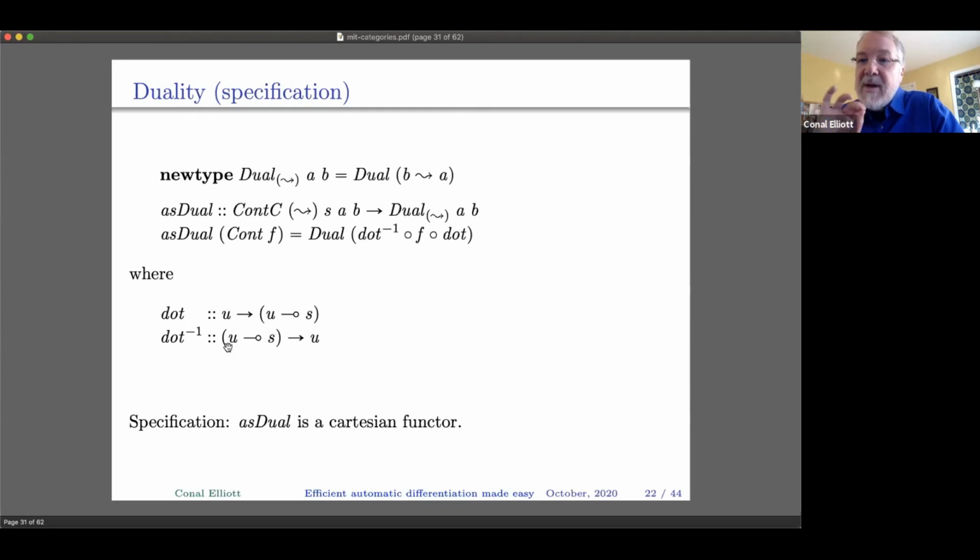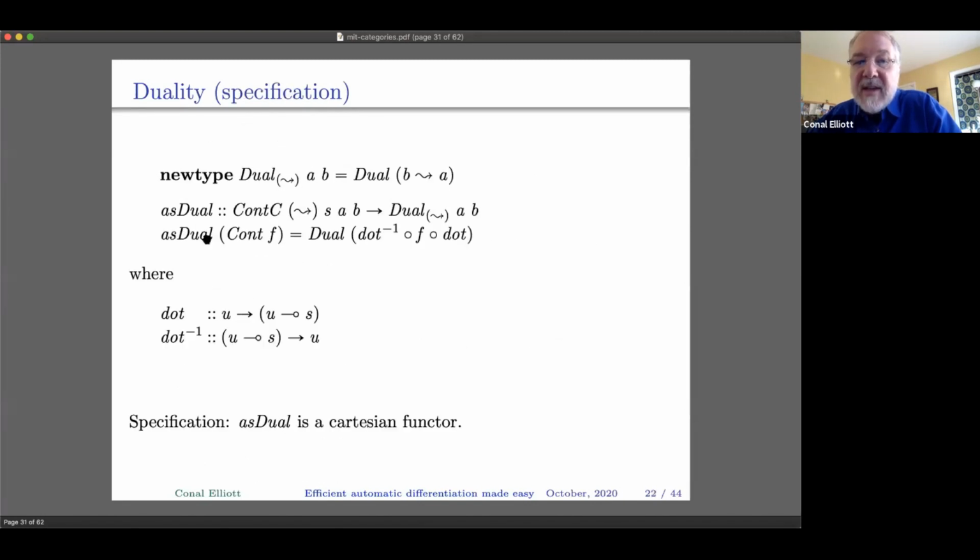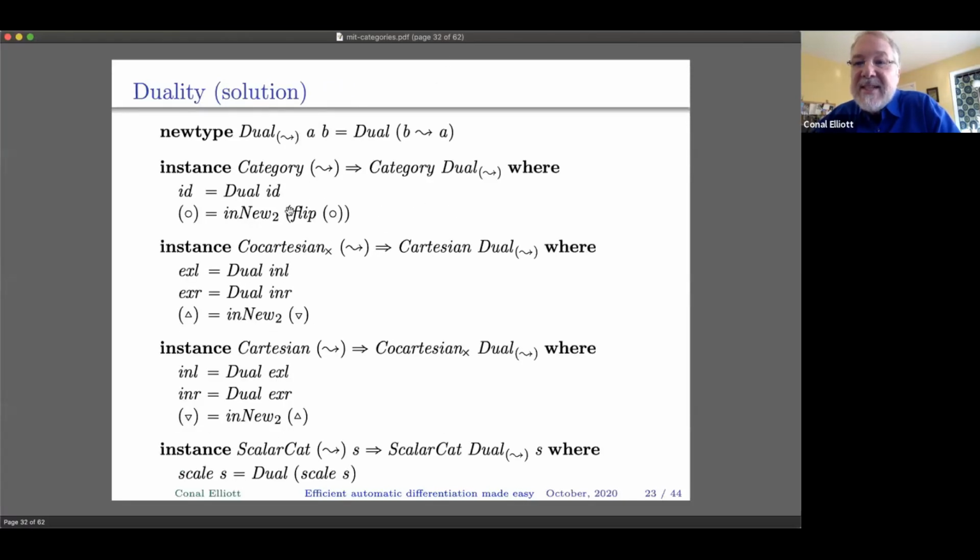Now I want to say that this dual is a cocartesian, actually a biproduct category. And so the specification is, as always, that dual is a Cartesian functor. Five equations. You solve those five equations, and you get this code. So these definitions are the solutions of the five standard equations for this specification, as dual being a Cartesian functor. And so this is the very efficient, very simple, correct by construction backpropagation or gradient computation.